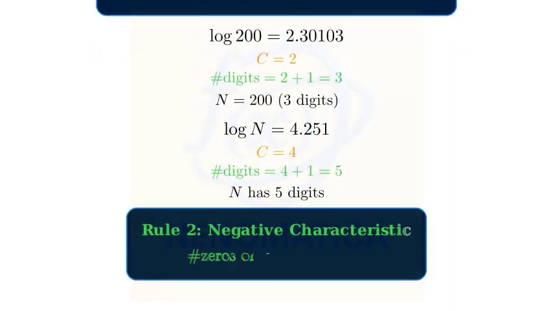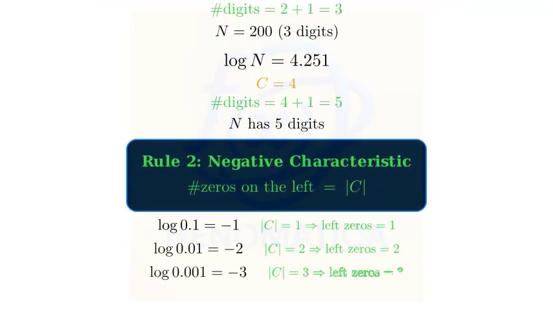Rule 2. If the characteristic is negative, its absolute value tells us the number of zeros to the left of the number, counting the single zero before the decimal point. Watch the pattern. Log of 0.1 equals -1. There is one left zero if you count the leading zero. Log of 0.01 equals -2. That counts 2 left zeros. Log of 0.001 equals -3. That counts 3 left zeros.